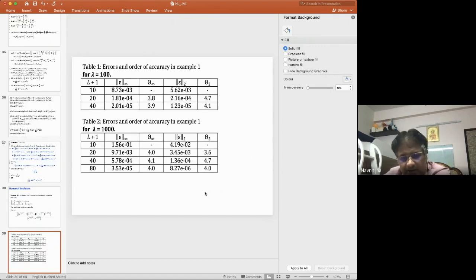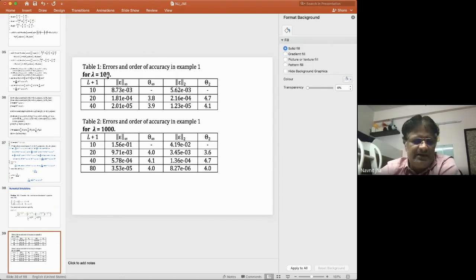It has an analytical solution, this, but the solution changes sharply with changing values of lambda. Now here I have taken lambda equal to 100. Please note that I have told you lambda is 1 by epsilon. So if lambda is 100, then epsilon will become 1 by 100. Similarly, when lambda is 1000, epsilon will become 1 by 1000. So epsilon is going to take diminishing values.